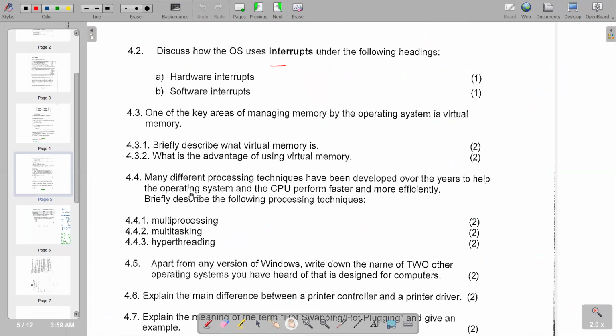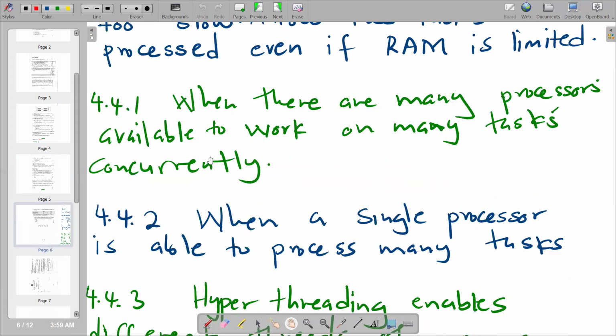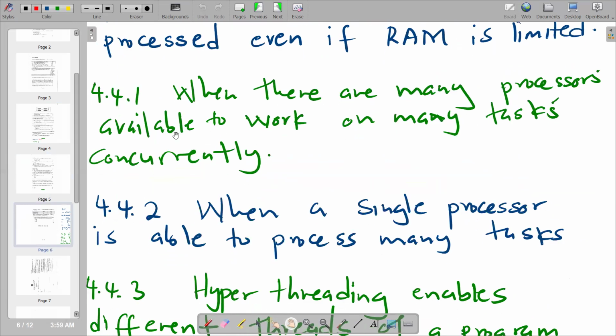So we go to 4.4. Many different processing techniques have been developed over the years to help the operating system and the CPU perform faster and more efficiently. Briefly describe the following processing techniques. 4.4.1, we've got multiprocessing, 4.4.2, multitasking, and 4.4.3, hyperthreading. We are just going to give some brief descriptions of those three, each one with 2 marks. You can start with multiprocessing. On multiprocessing, it reads: when there are many processors available to work on the main tasks concurrently.